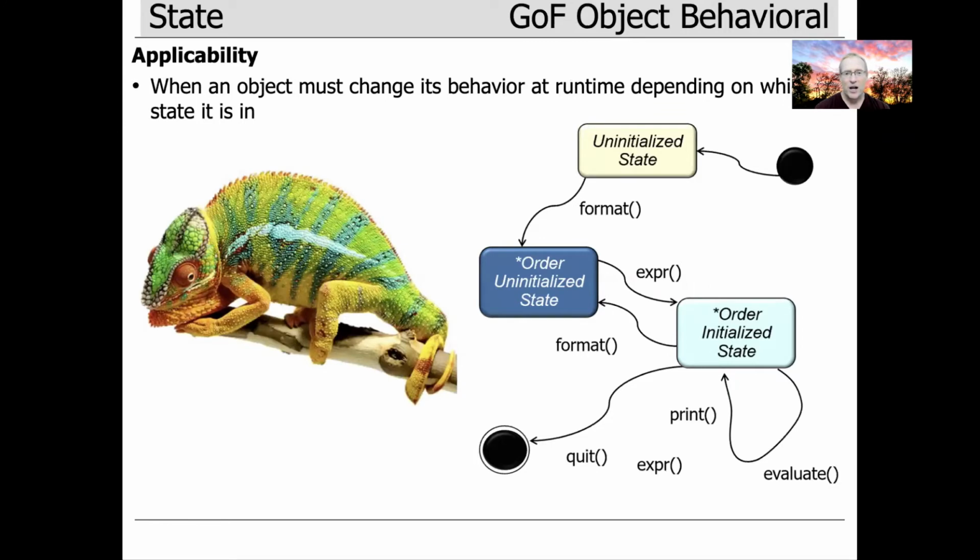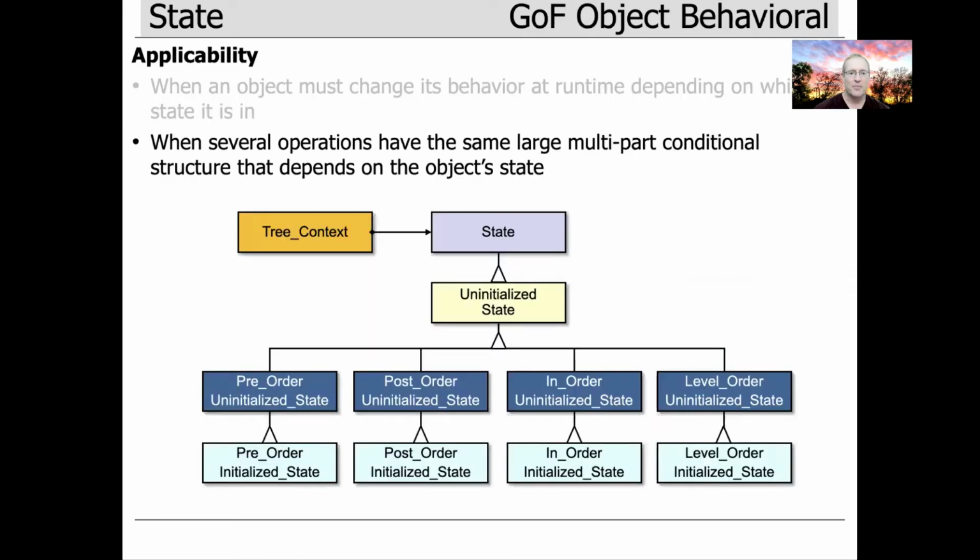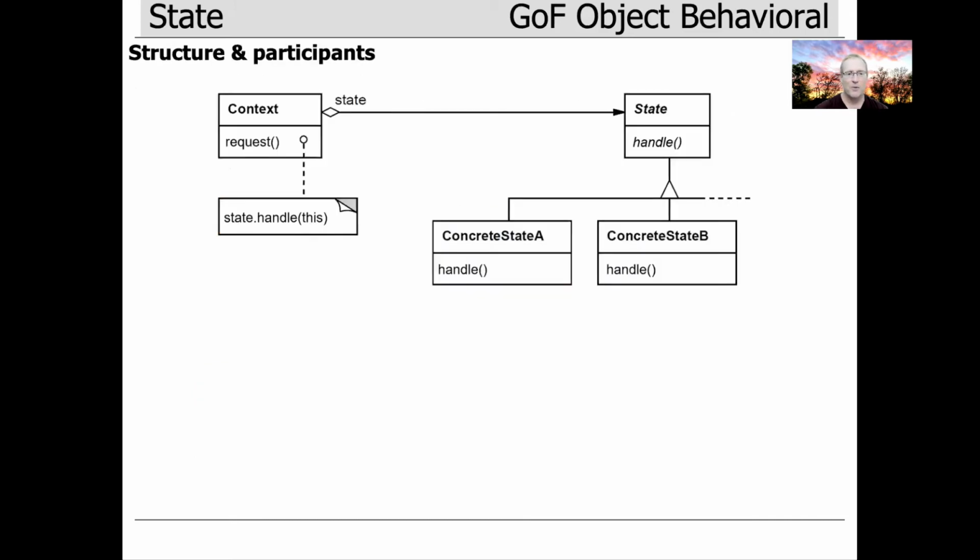You should consider applying this pattern when an object must change its behavior at runtime depending on what state it's currently in. And you could also think about this when you have several operations that would normally share the same large multi-part conditional structure that depends on the object's state. And we're going to see some nice examples of this as we look into the implementation in a bit more detail in the next video.